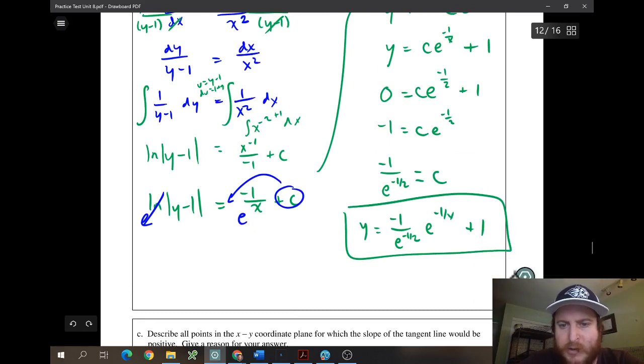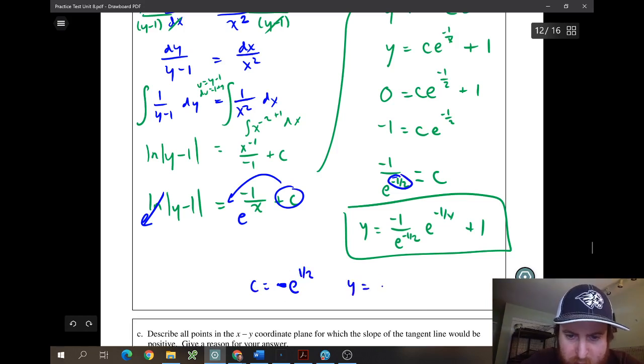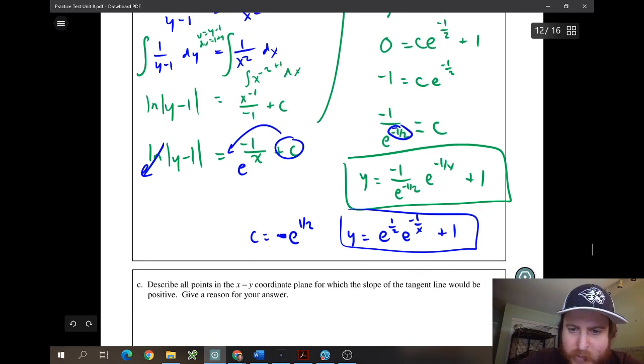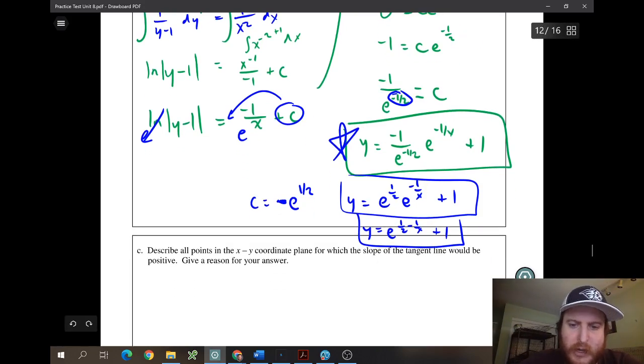If you do look at an answer key for a question like this, though, what they'll probably do is notice that this is a negative exponent. And so they'll say, oh, c is that negative 1, but they'll bring the e to the negative 1 half up and make it e to the 1 half. So when they plug it in, they'll get e to the 1 half times e to the negative 1 over x plus 1. And they might box this as the answer. Or they might even go a step further and notice if you have e to the power and e to the power, you can add those. And so you can make this e to the 1 half minus 1 over x, and then plus 1. So all of those are valid answers, all three of them. I would probably just stick with this one, but I just wanted to show you guys what you could do to simplify.